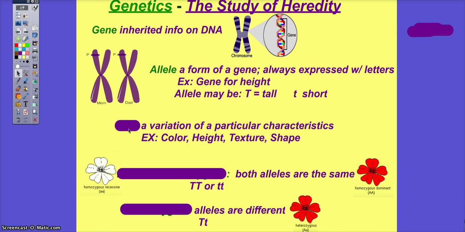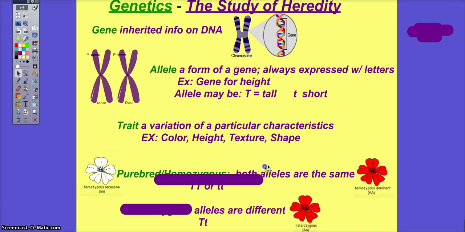The next is trait. A trait is something that's expressed. Genes form traits, and that's what you see, right? And there are words to describe that. When both alleles are the same, and if you want to underline the word same and put in parentheses 2 capital letters or 2 lowercase letters: purebred or, good job, purebred or homozygous for a trait.